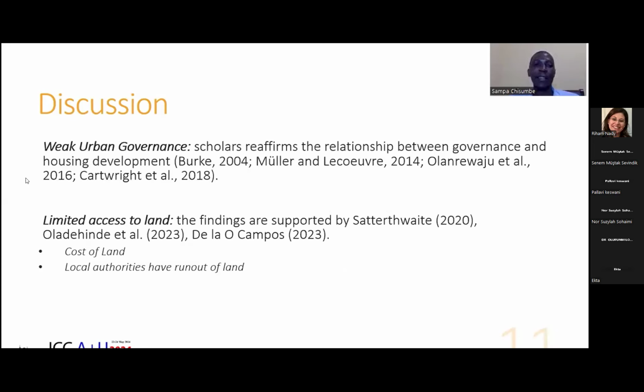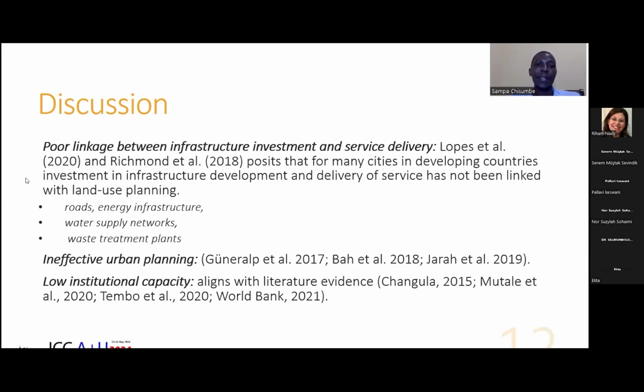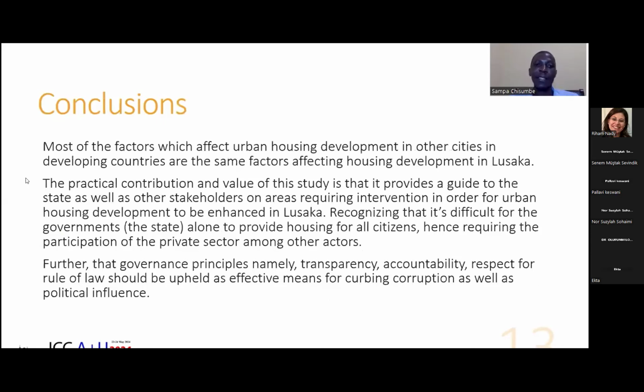On urban governance, again, the results agree with the literature that this is a challenge. Another factor has to do with limited access to land, where it came up that the cost of land is a major hindrance among urban dwellers in Lusaka. Again, these results agree with the literature. Another issue has to do with institutional stakeholders operating in silos. That also came up as a challenge, and again, the results align with the existing literature.